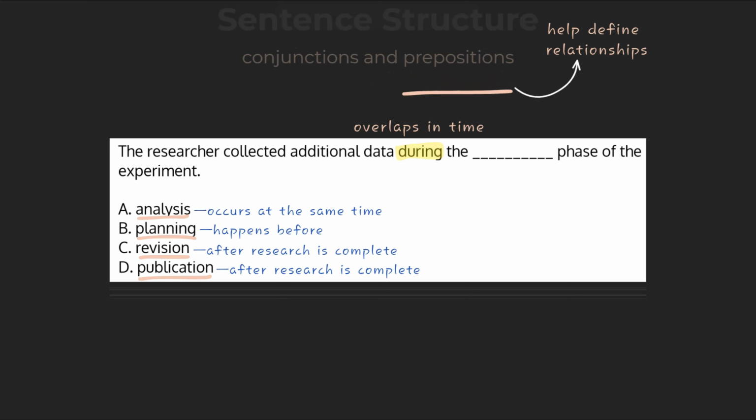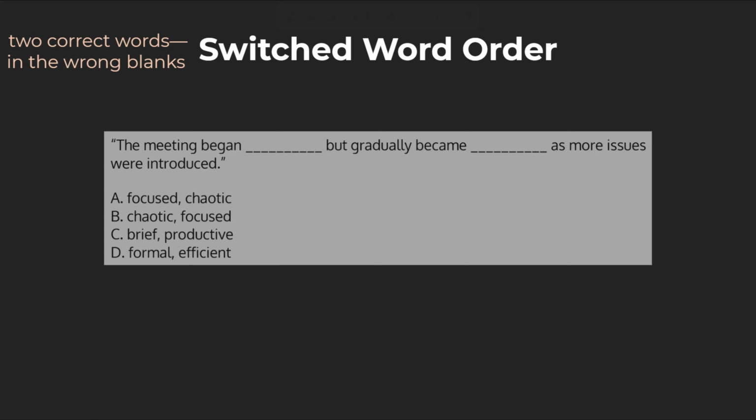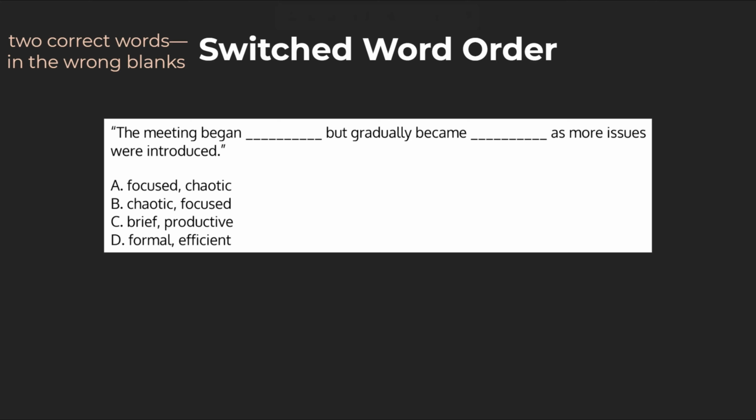Finally, there's a very specific trap that appears in double blank questions: switched word order. Sometimes an answer choice includes two words that both belong in the sentence, but they're placed in the wrong blanks. The first word fits the second blank, and the second word fits the first blank. For example, the meeting began blank, but gradually became blank as more issues were introduced. A. Focused, chaotic. B. Chaotic, focused. C. Brief, productive. Or D.